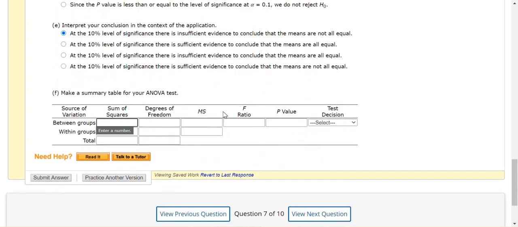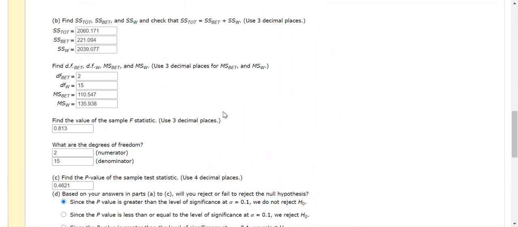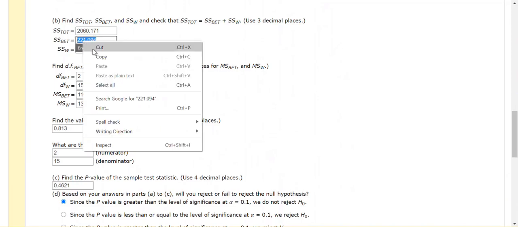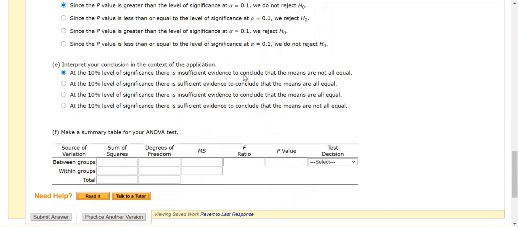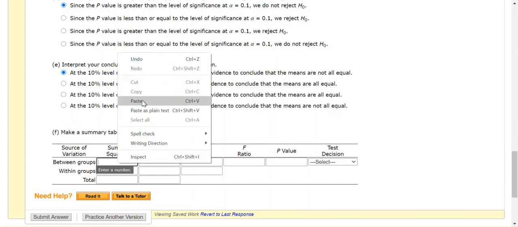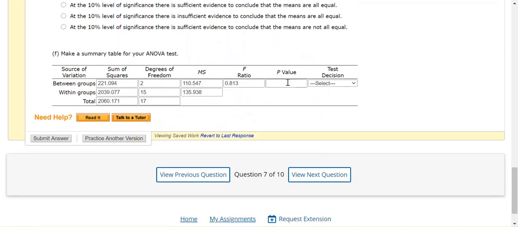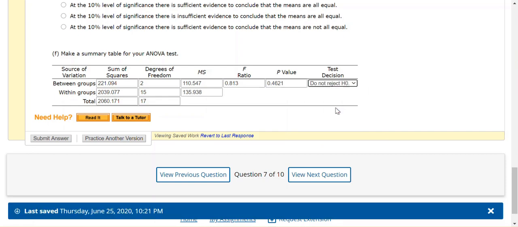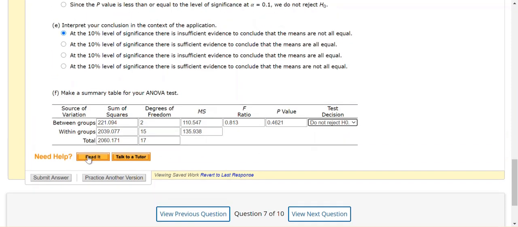Okay, so then we can fill this table out there. So the sum of the squares between the groups was this number. So I'm going to copy and paste it. So I'm going to do all those things. And then the test decision was we do not reject. We failed to reject as our p-value is bigger than 0.1. Okay, so I'm going to submit my answer and cross my fingers that I didn't make any mistakes. And let's see what I get.